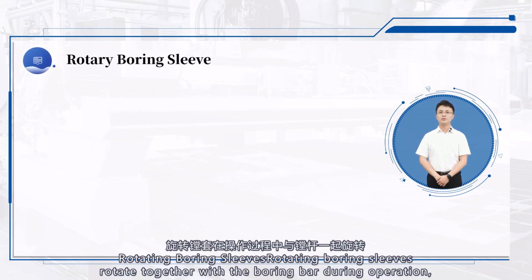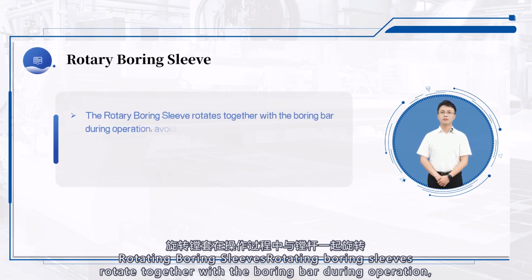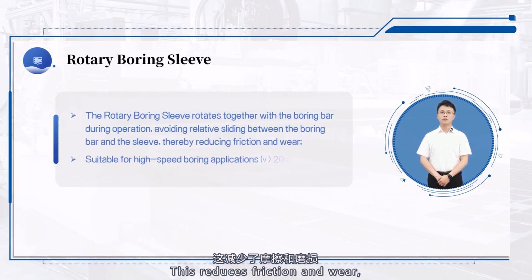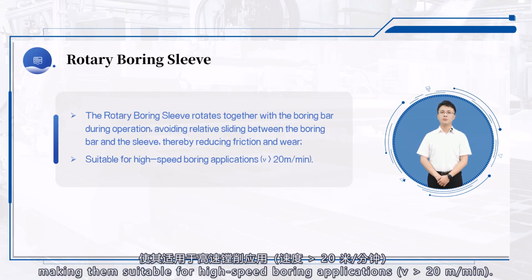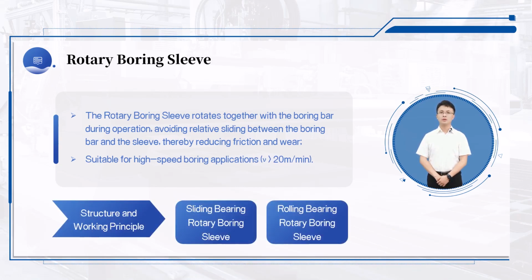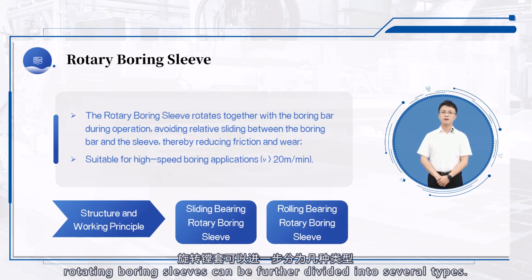Rotating boring sleeves. Rotating boring sleeves rotate together with the boring bar during operation, thus avoiding relative sliding between the bar and the sleeve. This reduces friction and wear, making them suitable for high-speed boring applications. V is greater than 20 meters per minute. Based on their structure and working principle, rotating boring sleeves can be further divided into several types.